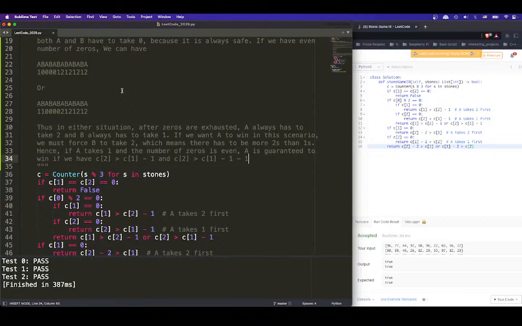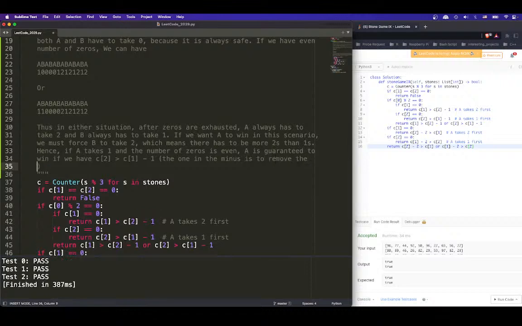No, because B is taking 1, A is taking 2. B is taking 1, A is taking 2. No, this is the same. The 1 being minus is to remove the first choice of A.